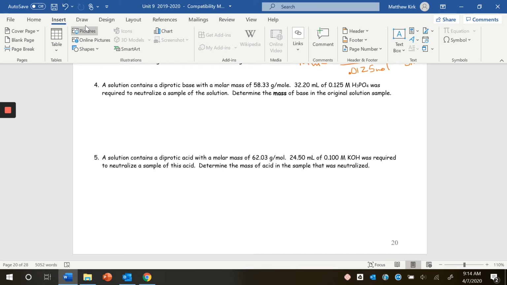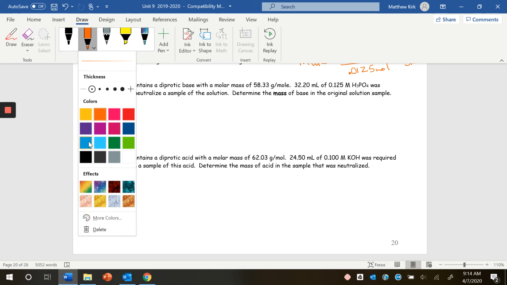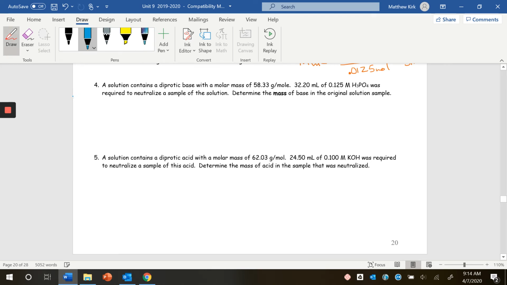All right, number 4. In number 4, we have a solution with a diprotic base with a molar mass of 58.33 grams. We're told that it takes 32.20 milliliters of 0.125 molar phosphoric acid to neutralize that base. Determine the mass of base in the original solution sample. So again, we're talking molar mass, we're talking grams of base, so we know it's one of our substitution problems that we have to plug in moles for molarity and volume on one side of MEV equals MEV.